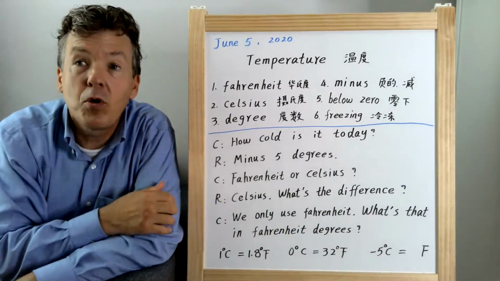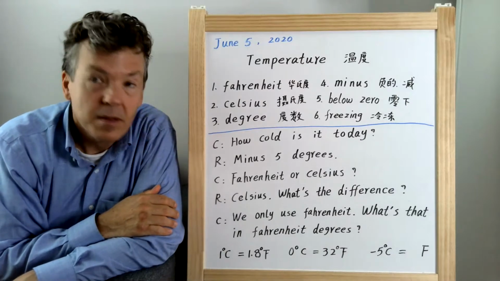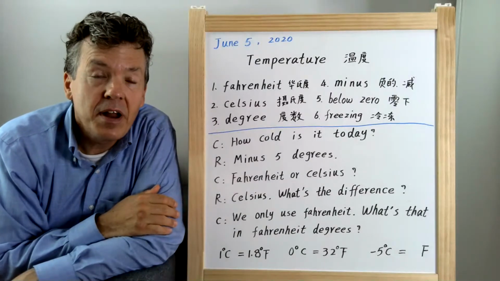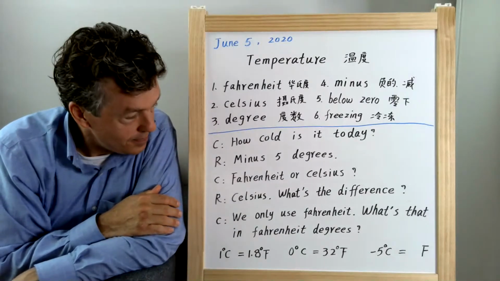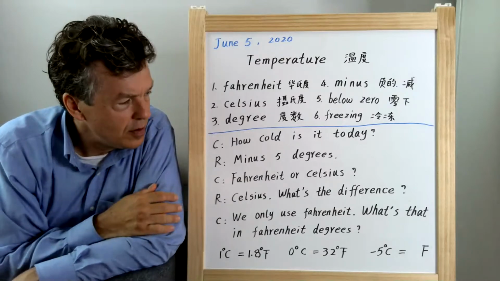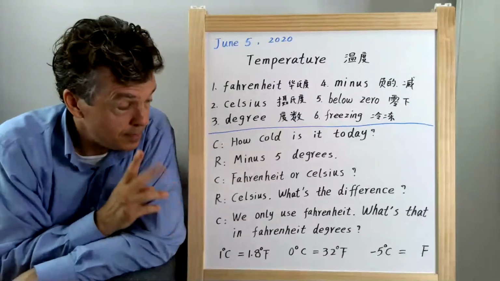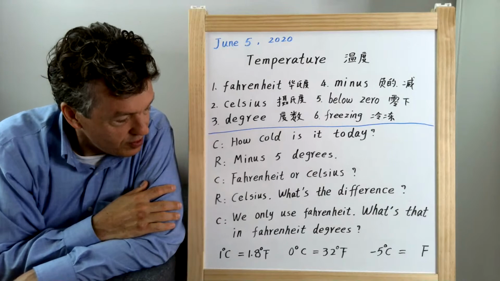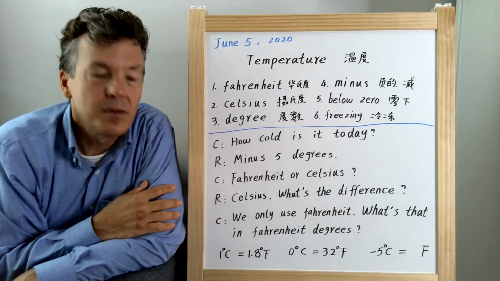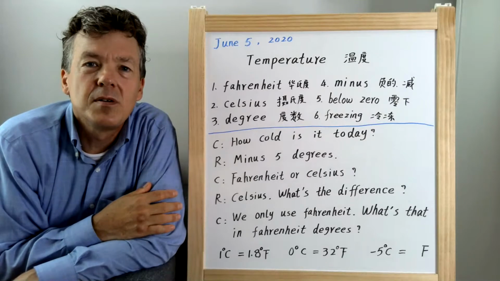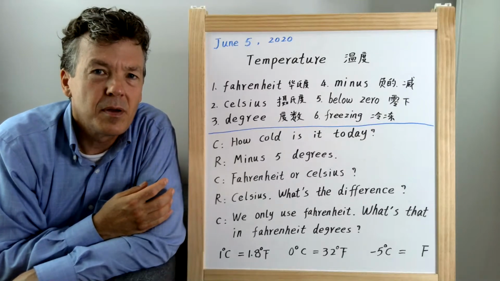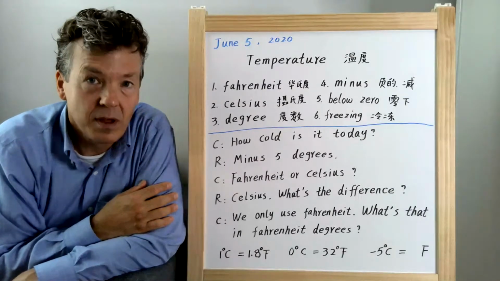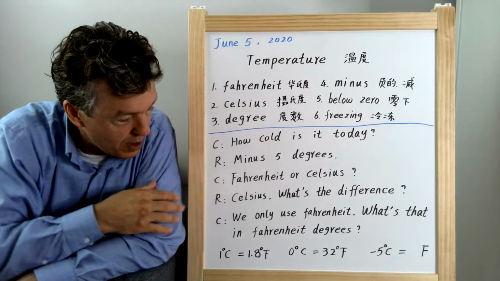How cold is it today? -5 degrees. Fahrenheit or Celsius? Celsius. What's the difference? We only use Fahrenheit. What's that in Fahrenheit degrees? So how do you judge? When you see 5 degrees, well, that's really cold. How cold is that? In America, we use Fahrenheit.